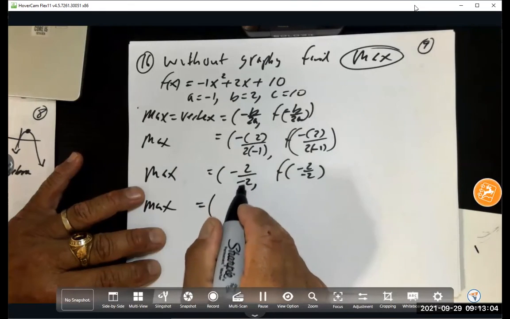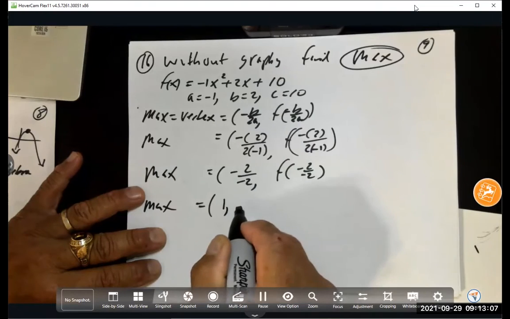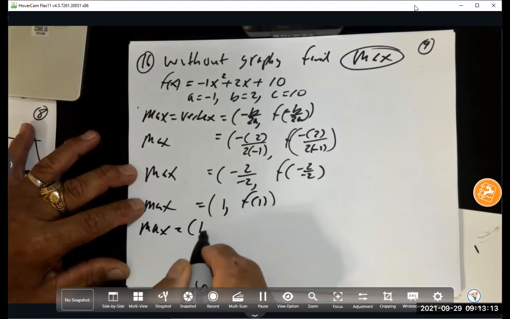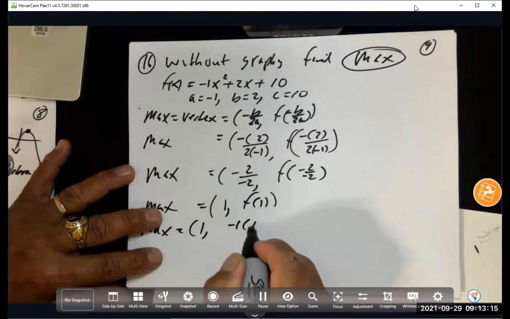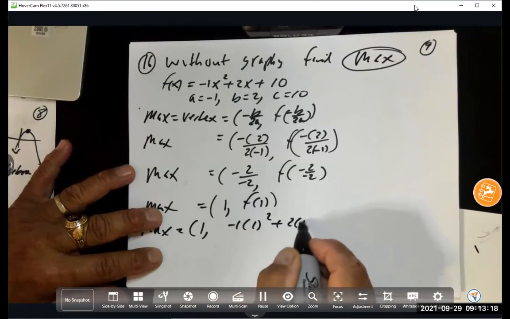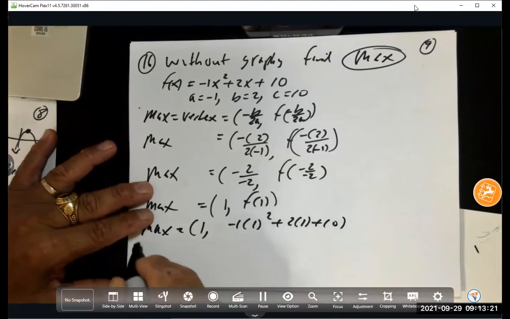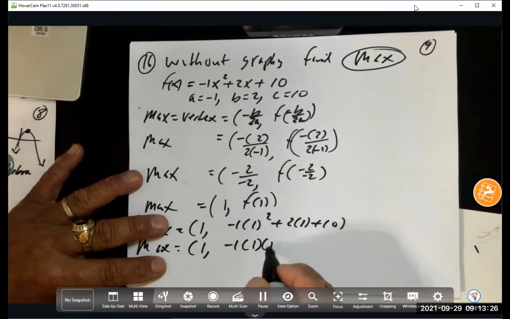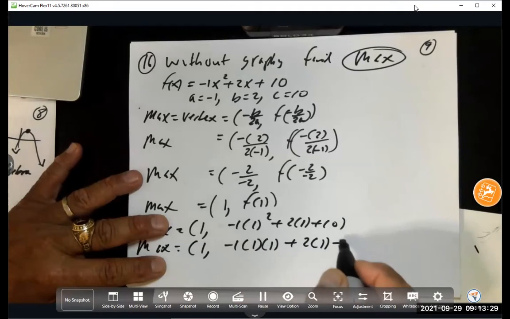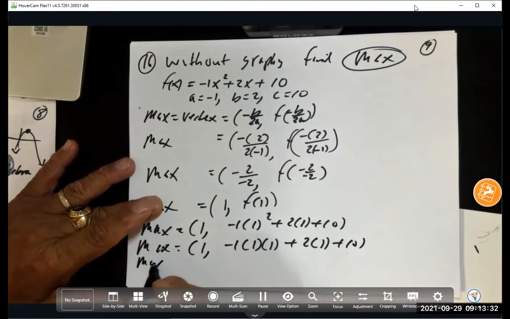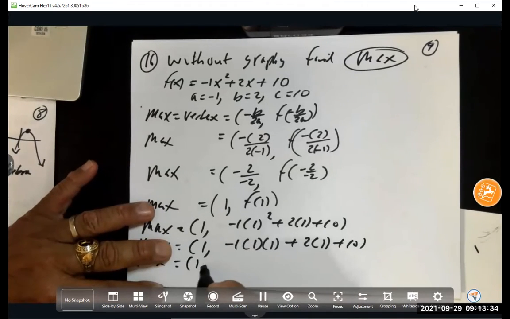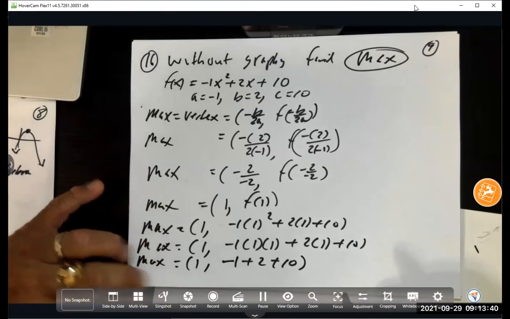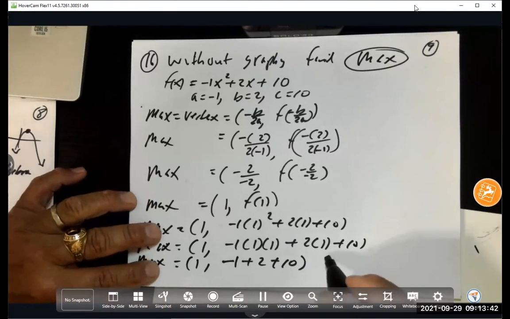Negative by negative is 1. Okay. So now this can be 1. F of 1 means -1 times 1 squared plus 2 times 1 plus 10. And that means -1 times 1 times 1, 2 times 1 plus 10. So that means f of 1 is going to be -1 plus 2 plus 10. All right, so now from there, you should be able to get the answer, I guess.